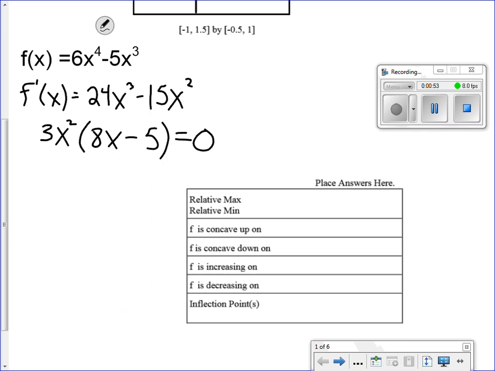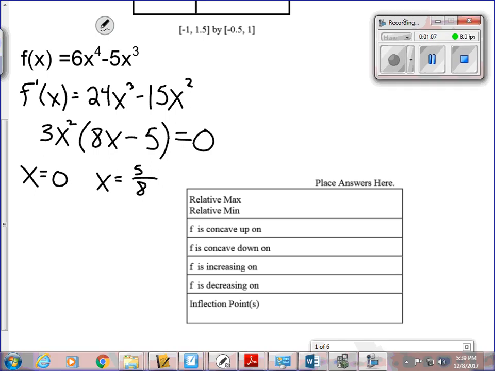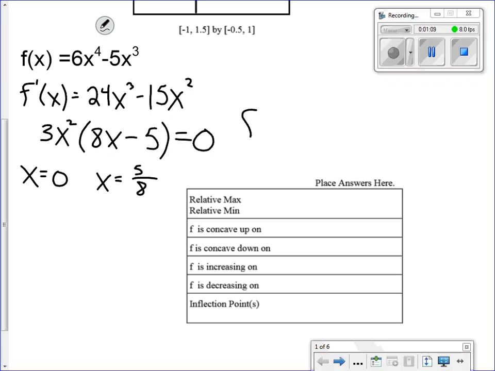We set each factor equal to 0, so we get x equals 0. And if we set this other factor equal to 0, we'll get x equals 5/8. So if the first derivative is to change sign, it would have to be at either 0 or 5/8. Those are the values that we use to create our sign chart. So make sure you label your sign chart with f prime and label it with 0 and 5/8. Now we need just to check the sign of the first derivative in each of the intervals.